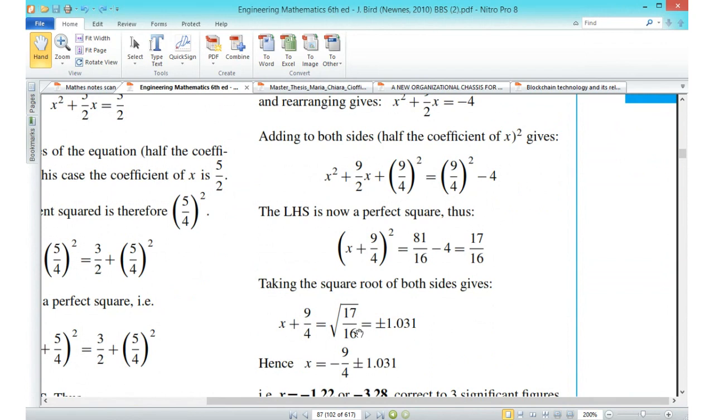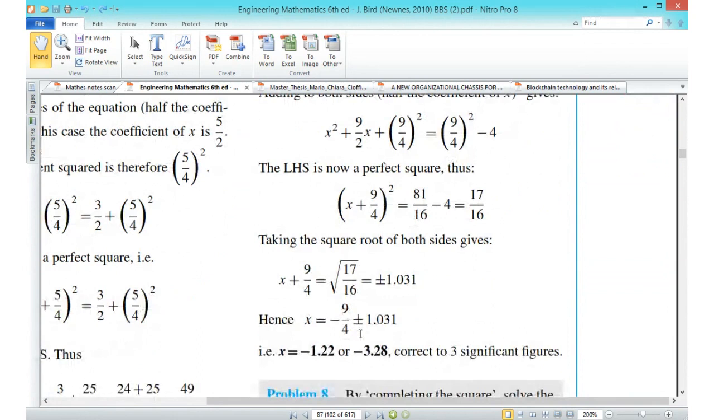Then from there, you can obtain your value of x as either x equals plus 1.031 minus 9 over 4, or minus 1.031 minus 9 over 4. Whichever direction you pick, you'll obtain the values provided there: 1.22 and 3.28, where the second is a negative value.